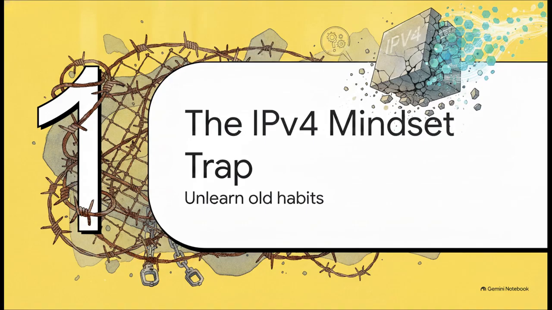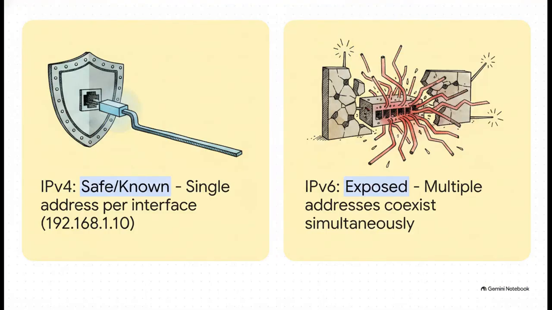The IPv4 mindset trap. Time to unlearn old habits. You see, the fundamental issue is that we network admins often treat IPv6 like it's just this bolted-on, slightly larger IPv4 address space. Actually, scratch that. It's fundamentally a completely different protocol. In our safe, familiar IPv4 world, you typically have a single address per interface, right? Something like 192.168.1.10. But with IPv6, things are wildly different and, honestly, inherently more exposed.